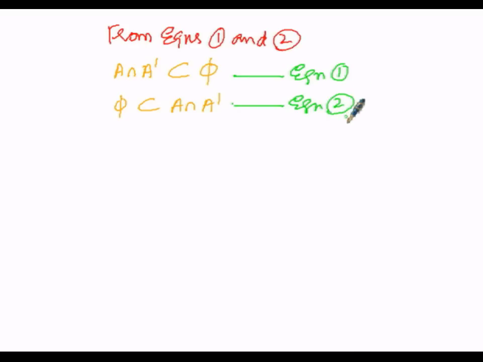From these two it is clear that A intersection A dash is a subset of phi and this phi is again a subset of A intersection A dash. In other words, LHS is a subset of RHS and that RHS is also a subset of LHS. From this it is clear that LHS and RHS must be equal. So therefore we can write A intersection A dash will be equal to the empty set, that is phi. In this manner we have proved the second complement law, which is A intersection A dash equals the empty set, that is phi.